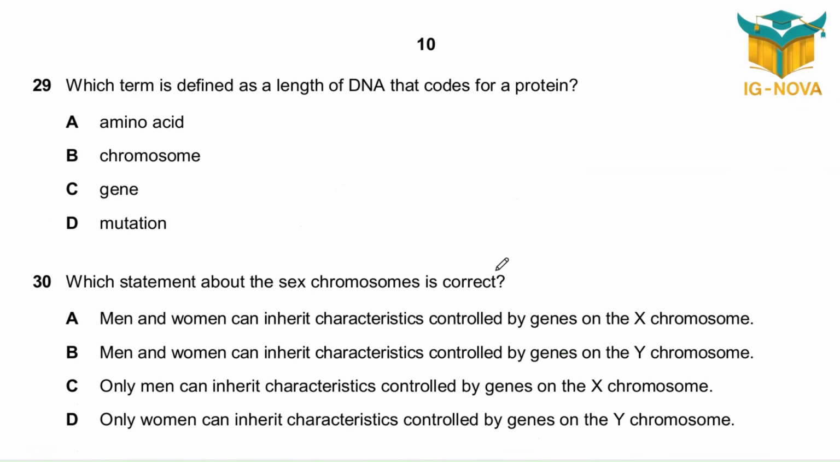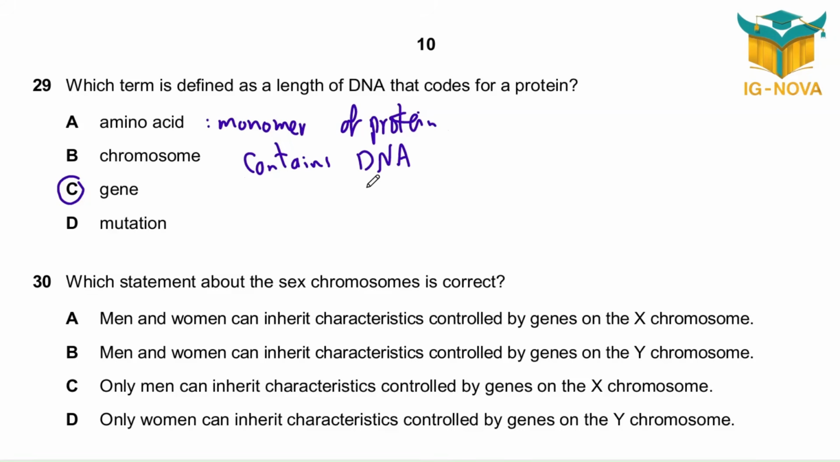Which term is defined as the length of DNA that codes for protein synthesis? Gene. Why? Amino acid is the monomer of protein. Chromosome contains DNA inside, and if you arrange them from larger to smaller, chromosome is larger than DNA. Mutation is a genetic change, not part of DNA. So option C.